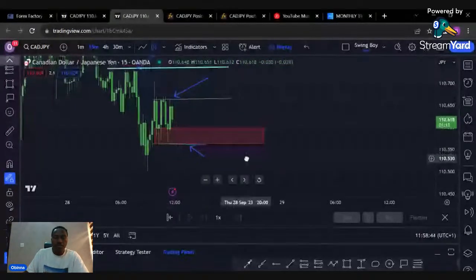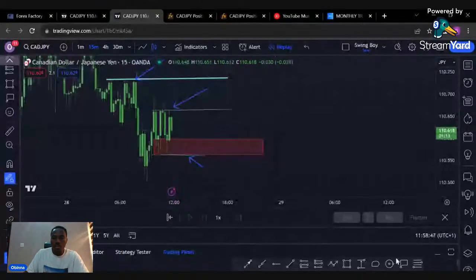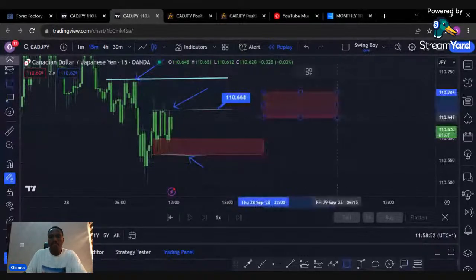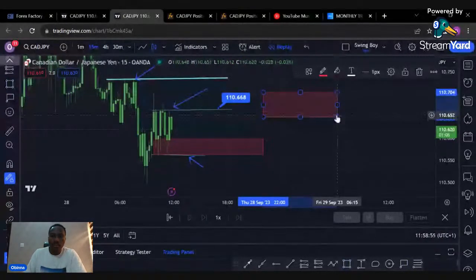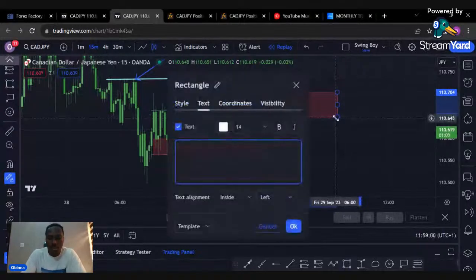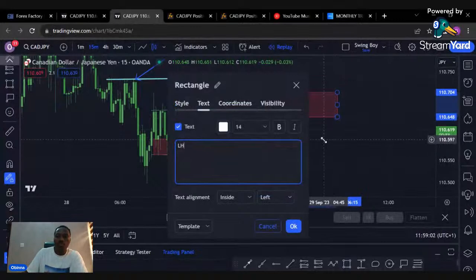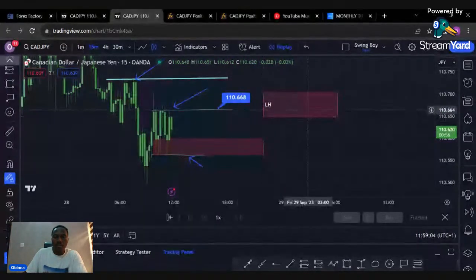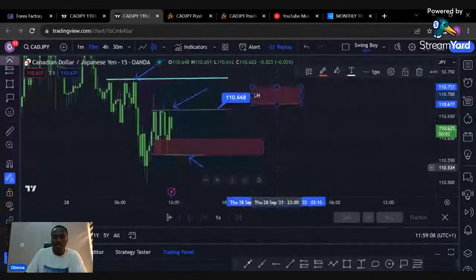But on the 15 minutes time frame, the most important place I'll be looking out for is here. This is the lower high. Okay, my network is bad. So this is the lower high. As long as price doesn't break this place, that means on the 15 minutes time frame, we're looking for sales.